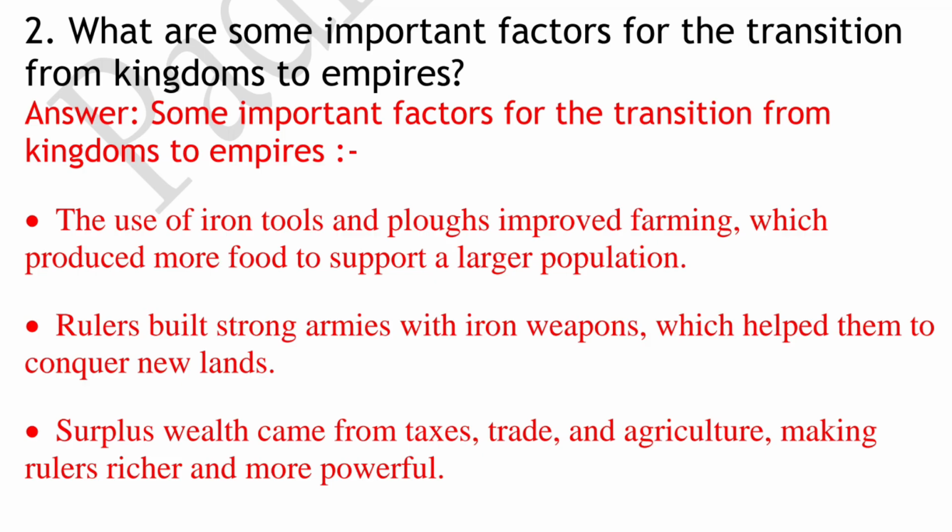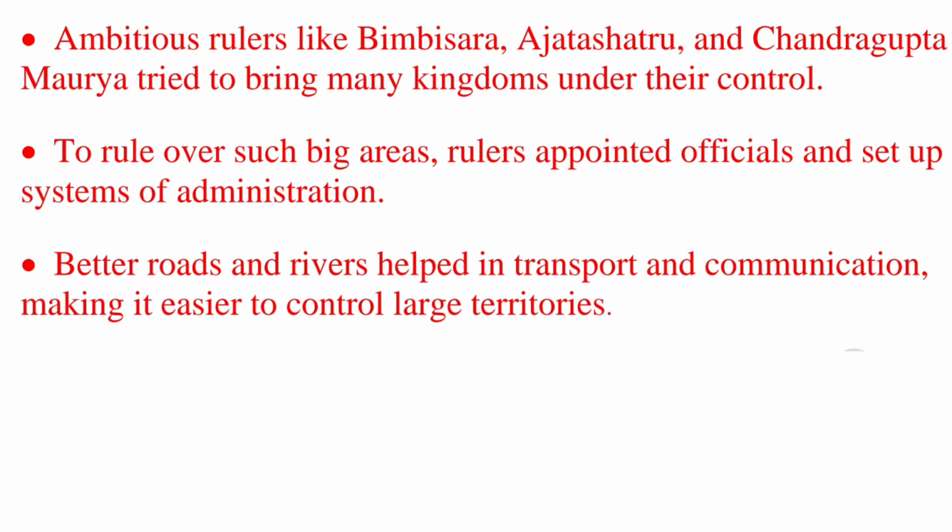Question number 2. What are some important factors for the transition from kingdoms to empires? Answer. Some important factors for the transition from kingdoms to empires. The use of iron tools and plows improved farming, which produced more food to support a larger population. Rulers built strong armies with iron weapons, which helped them to conquer new lands. Surplus wealth came from taxes, trade, and agriculture, making rulers richer and more powerful.